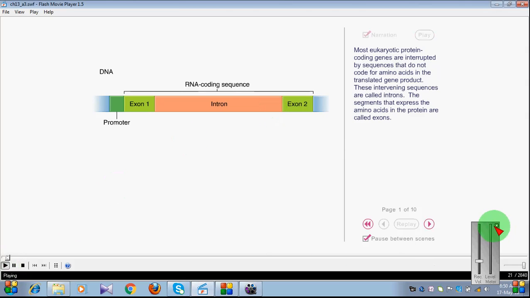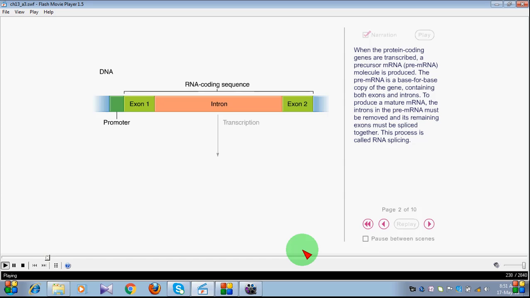Most eukaryotic protein-coding genes are interrupted by sequences that do not code for amino acids in the translated gene product. These intervening sequences are called introns. The segments that express the amino acids in the protein are called exons.